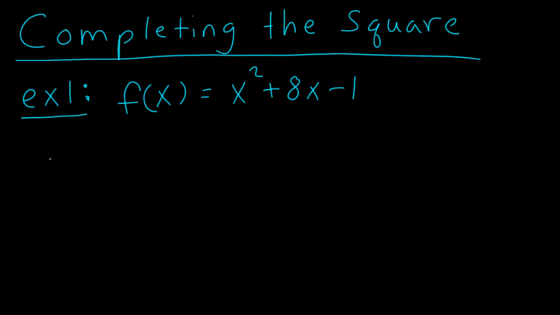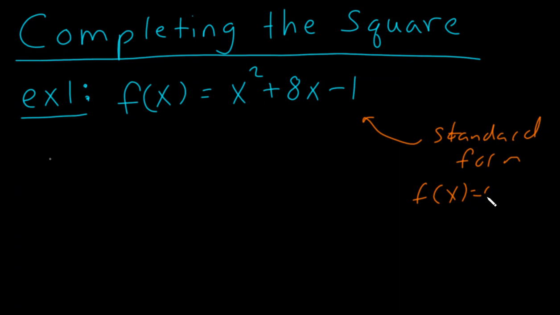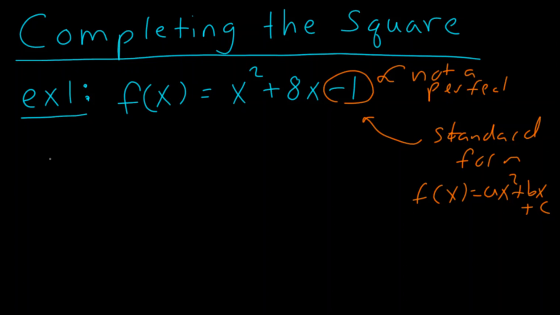First things first, this is what we call standard form. Why is this in standard form? Well, we have f of x equals ax squared plus bx plus c. And you'll notice we actually have a problem here. -1 is not a perfect square.